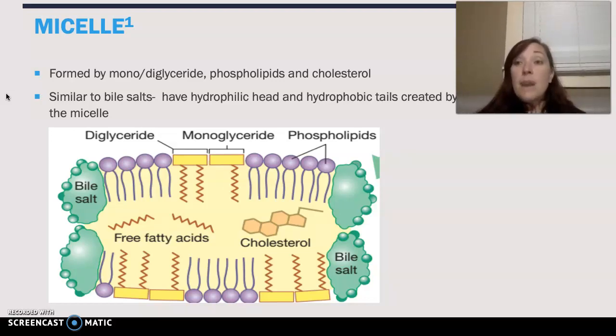The micelle, so I took this picture straight from the textbook because I really liked how it showed the chemical makeup of the micelle. So it's formed of monoglycerides, diglycerides, phospholipids, and cholesterol. And as you can see from the image, the phospholipids have that hydrophobic tail with the hydrophilic head, and then the different molecules are scattered throughout the micelle, and inside the micelle are those free fatty acids and cholesterol that are going to be transported to the enterocytes and then absorbed.